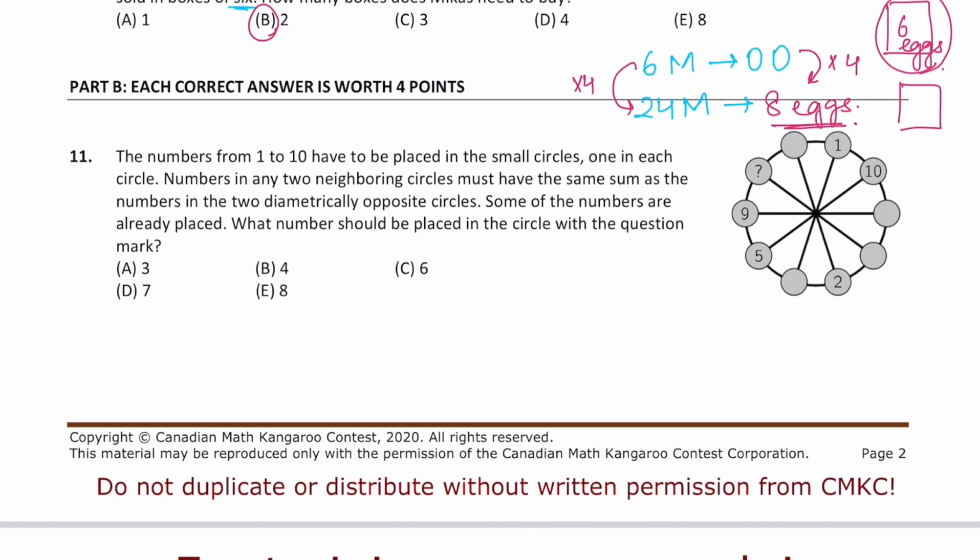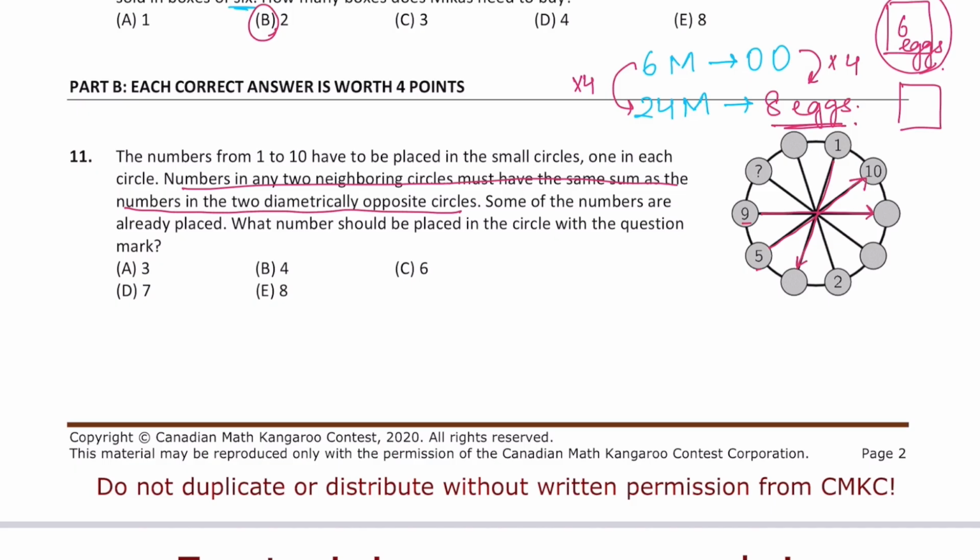This question is like a merry-go-round. The numbers from 1 to 10 have been placed in small circles, 1 in each circle. So they have placed 1 number each in a circle. Numbers in any 2 neighboring circles must have the same sum in 2 diametrically opposite circles. So diametrically opposite means this is the diameter of a circle. Opposite to 5 is 10. Opposite to 1 is an empty circle. Opposite to 9 is an empty circle. Okay.